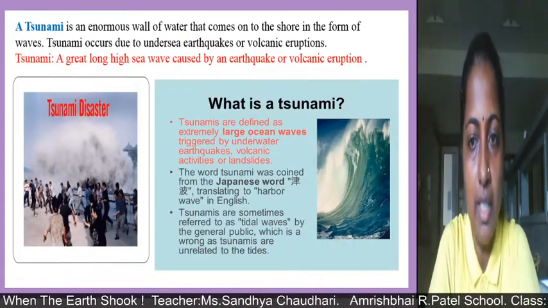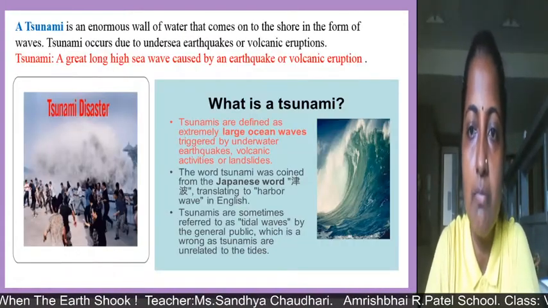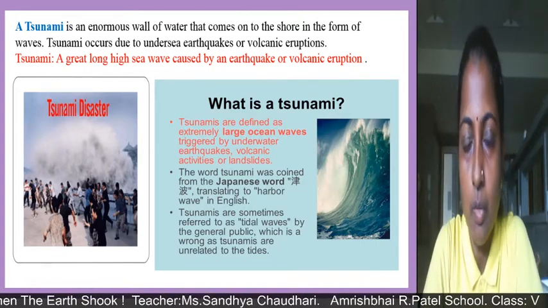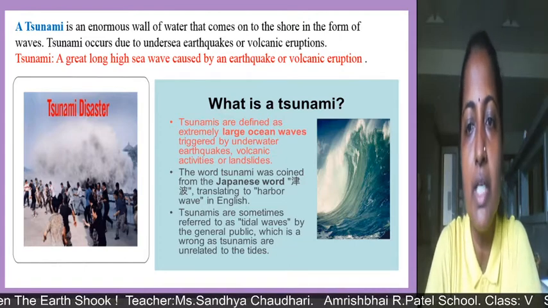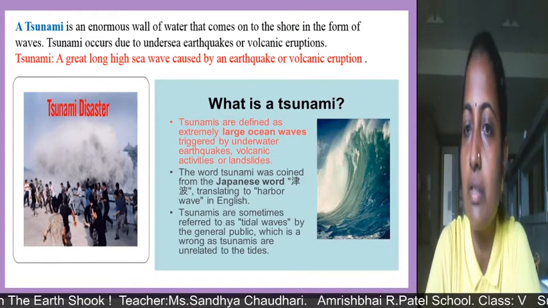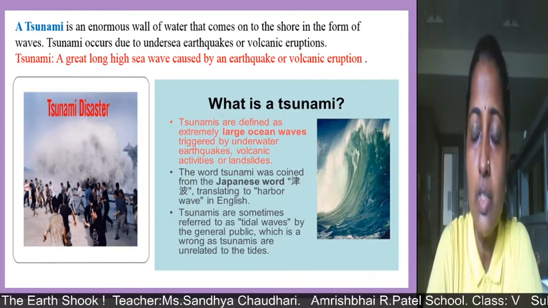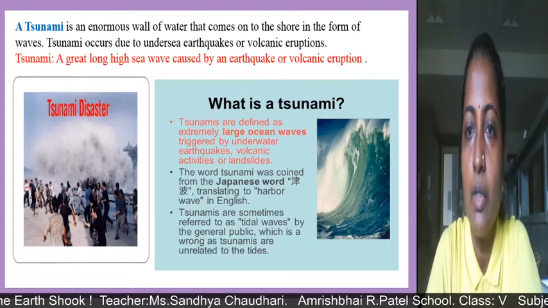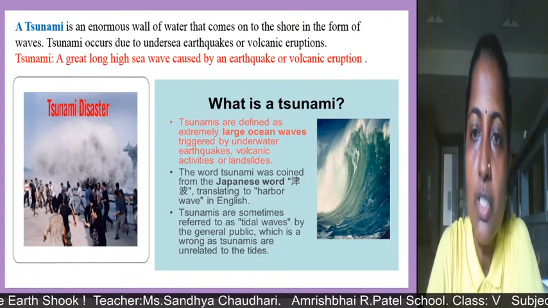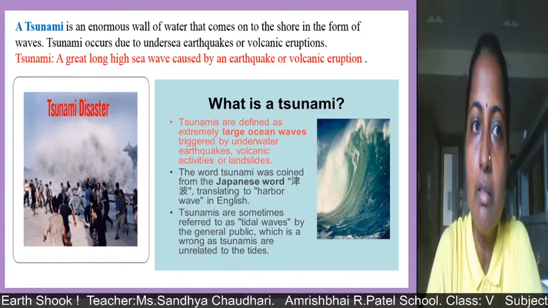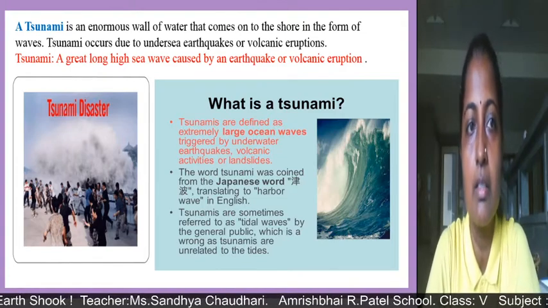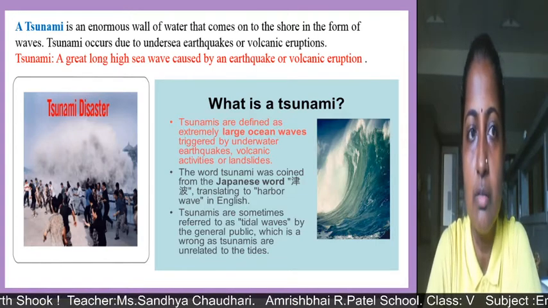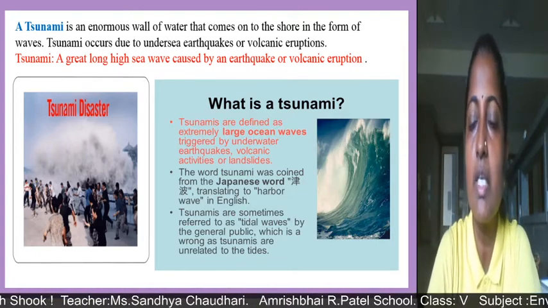So students, in the previous video you have seen what an earthquake is and how it occurs. Then we saw the preventive measures, the do's and don'ts when an earthquake occurs. Then we saw about a flood, and after that a drought. Now in this video, children, we are going to see another natural calamity, that is tsunami. First we will see about a tsunami.